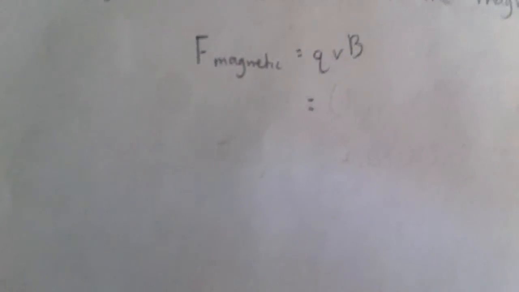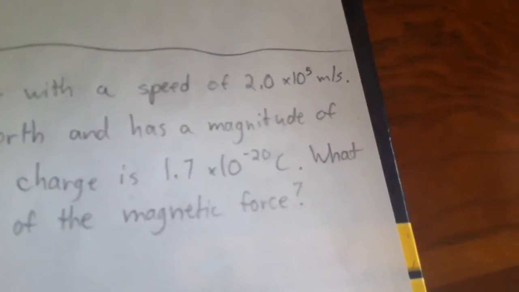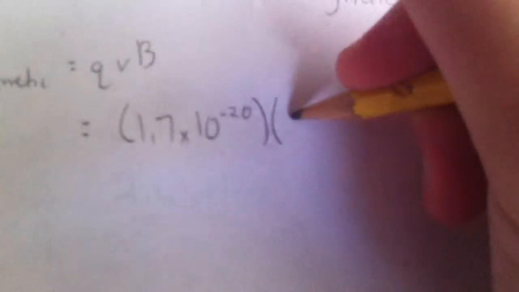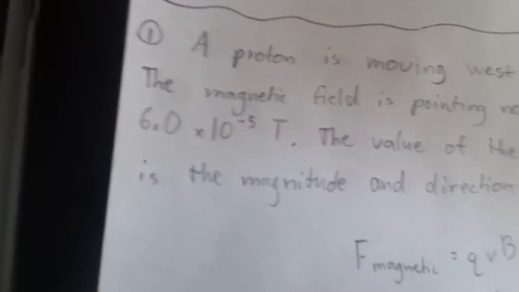Alright, so let's do this. Here we have the equation that we need to use, and all we need to do is plug in our values. We have the charge right here, 1.7 times 10 to the negative 20, so we're going to plug that in. Then we have the speed, 2.0 times 10 to the 5th. And lastly, we have the magnetic field, 6.0 times 10 to the negative 5.